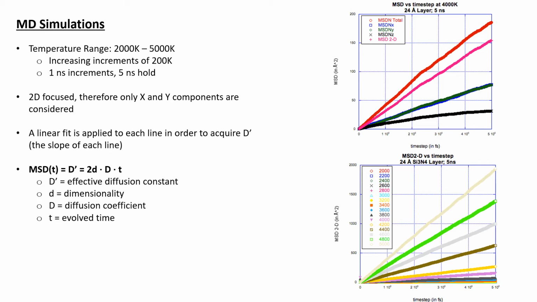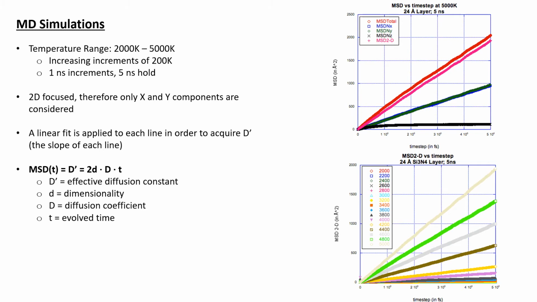This is done because the black line, or the z component, creates a rather slight curve when taken into the total mean square displacement. This is because the z component begins to level out as it reaches a certain limit, which can be seen in the following graph, which correlates to 5000 Kelvin, in which the black curve begins to level out at around 100 angstroms squared, or 1 nanometer.